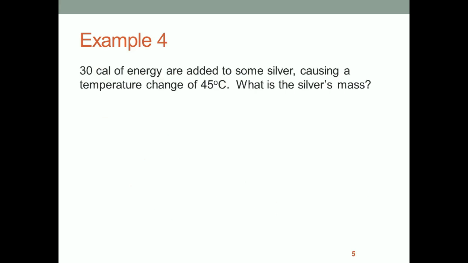For the next example, you're adding 30 calories of energy to silver, and that leads to a temperature change of 45 degrees Celsius. You want to know what the mass is. So it's asking for, what is m? 30 calories is Q. The temperature change, delta T, is 45 degrees Celsius. And because it's silver, you can look at the table and find that that has a specific heat of 0.057 calories per gram degree Celsius.